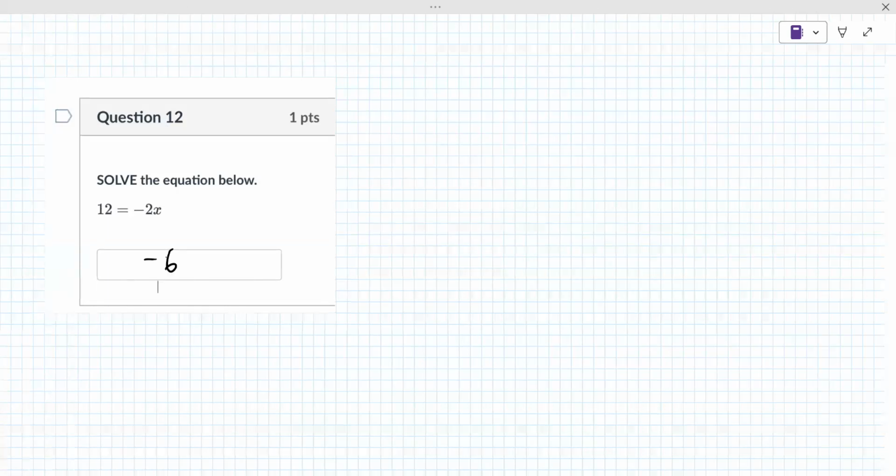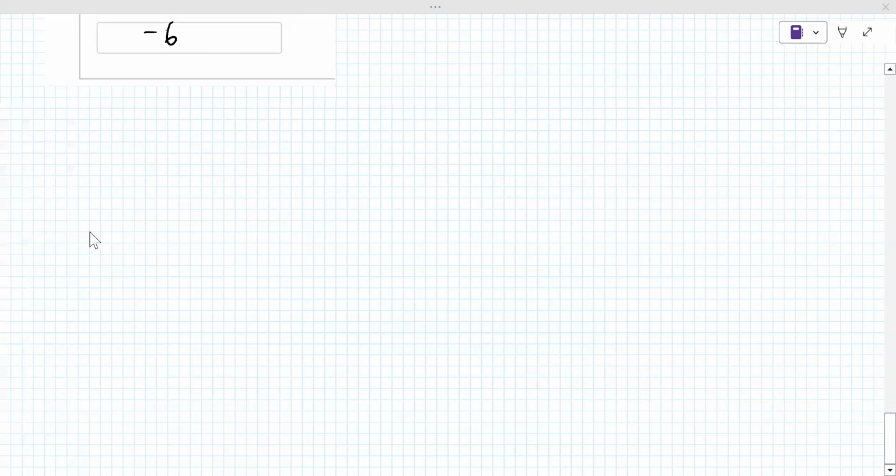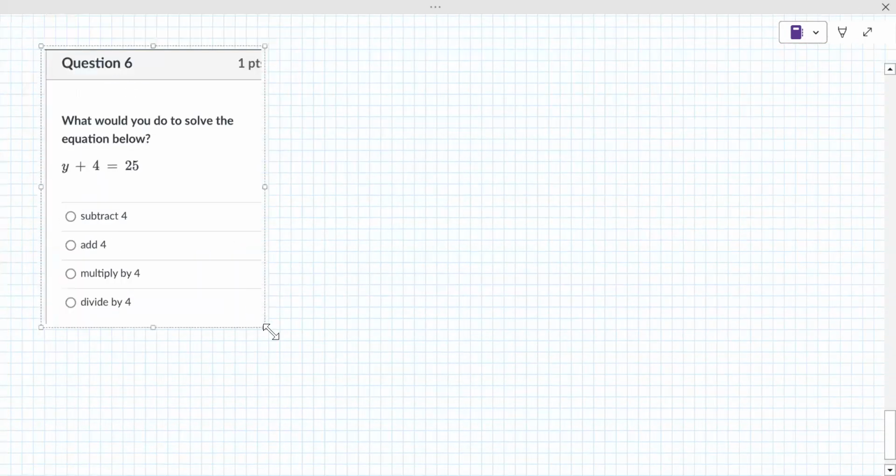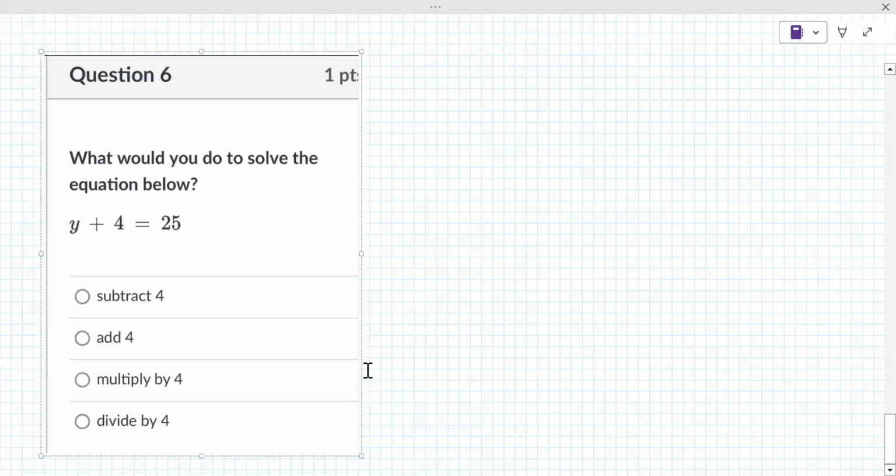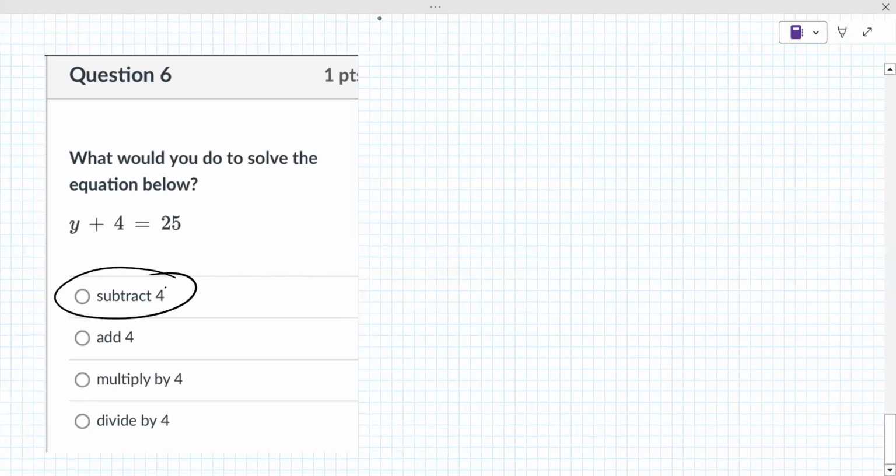All right, so back to question 6. What would you do to solve the equation below? Focus on the side with the variable. Subtract 4. Yes. Very good. Number 7 is really similar.